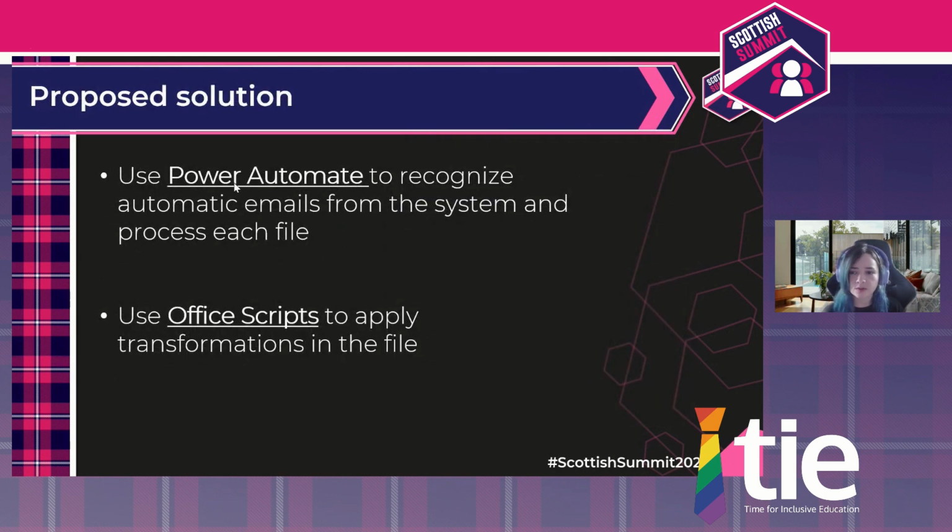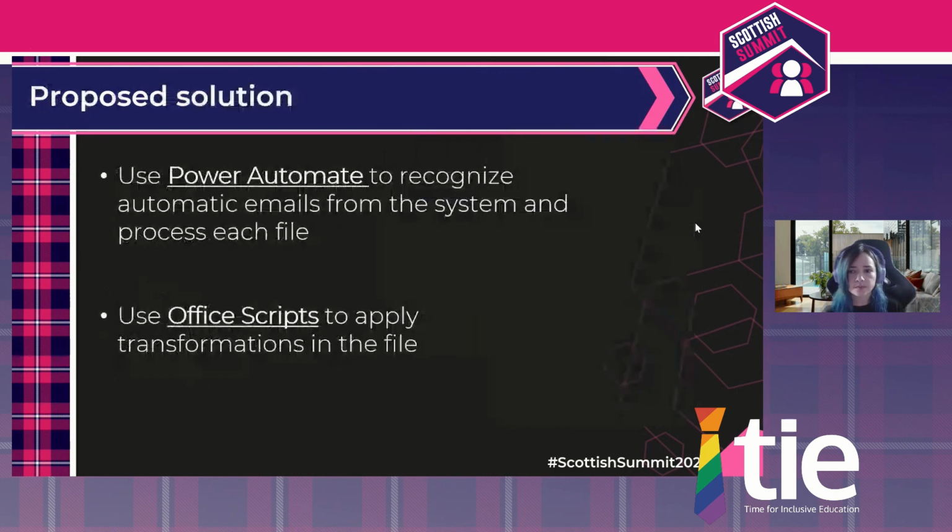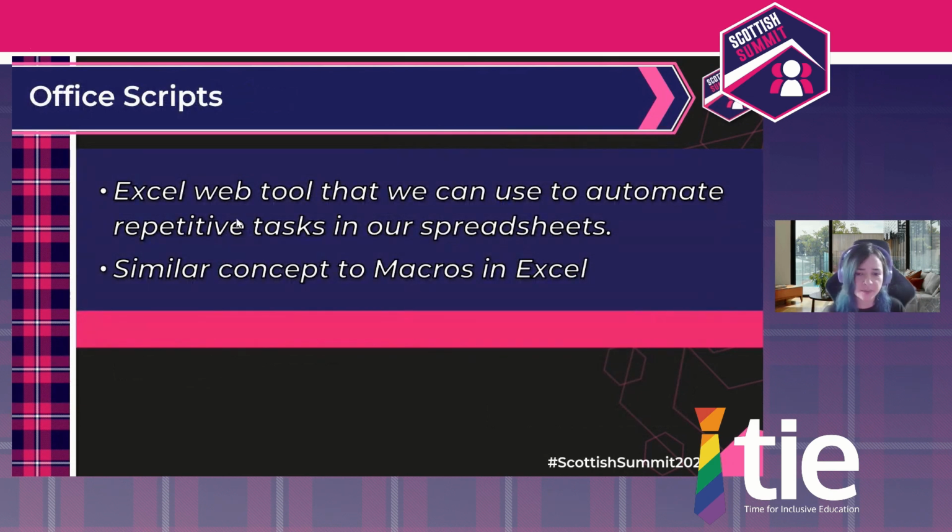So we are going to use Power Automate to recognize all those emails and process the files related to those emails. And then we are going to be using the Office scripts to apply the automations in the file. And the transformations that we want to apply are the ones that are here, which are add a column and then delete the column. So just before jumping into the actual demo, where we are going to see how all of this works, let's just quickly review what are Office scripts.